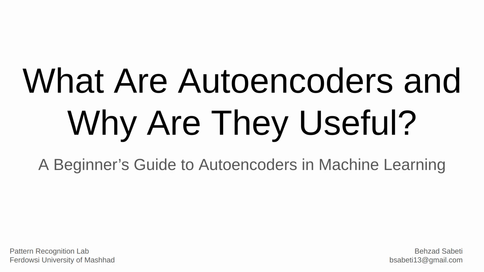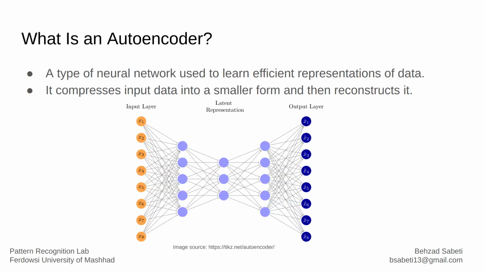In this first video, we'll answer the question, what are autoencoders and why are they useful? So let's dive in. Imagine you have a big, complicated dataset, like a high resolution image or a table with hundreds of columns. Working with this data can be overwhelming. That's where autoencoders come in.